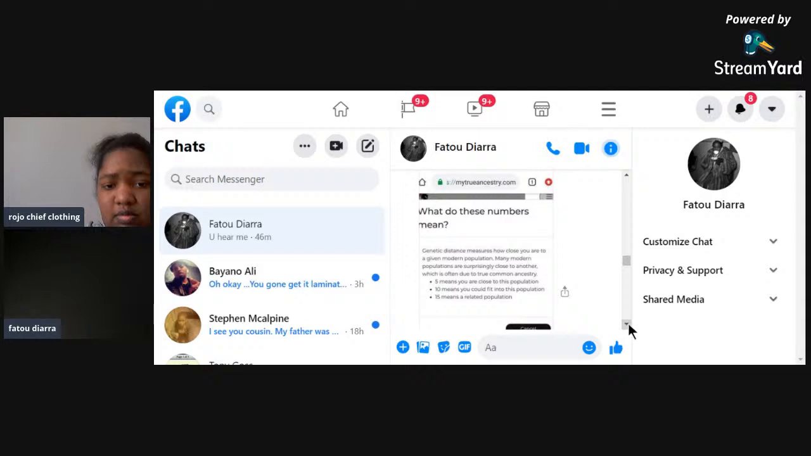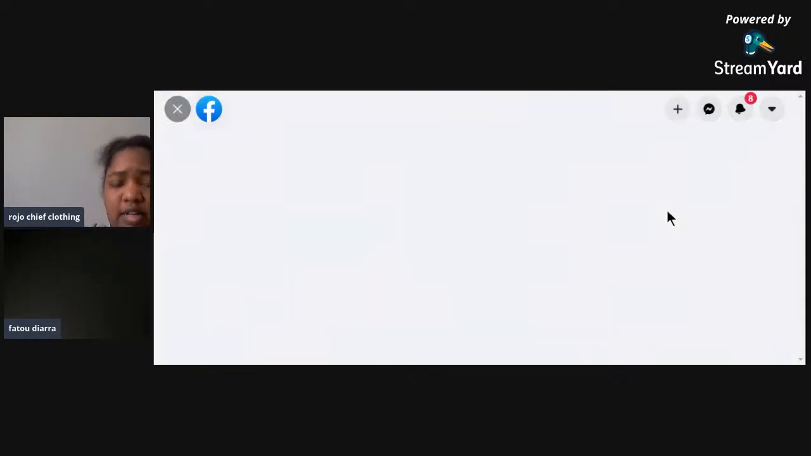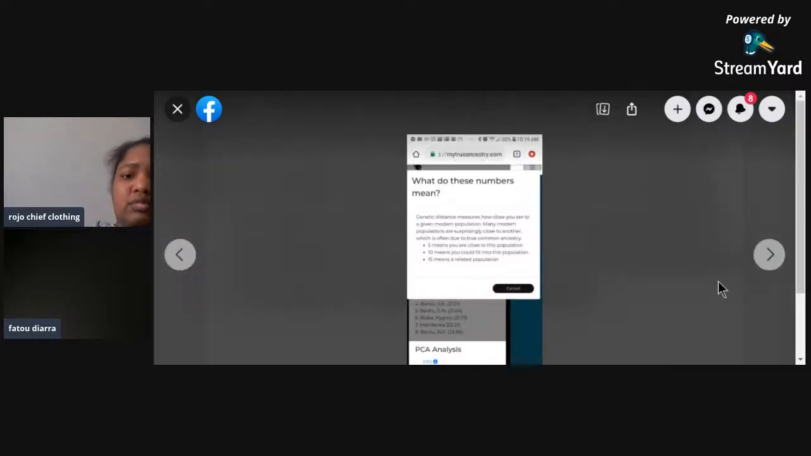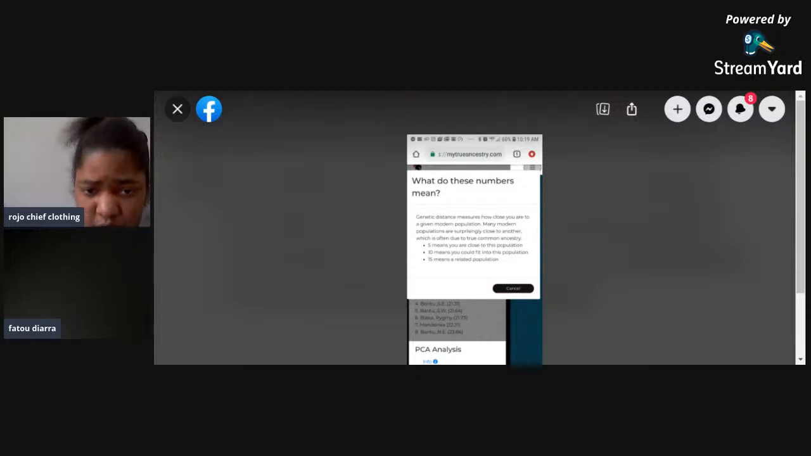Okay, what do these numbers mean? Let me click it to blow it up. Okay, so this is population distance. How close are these populations to you? As you can see, 5 means you are close. 10 means you could fit into this population. And 15 means you are related.